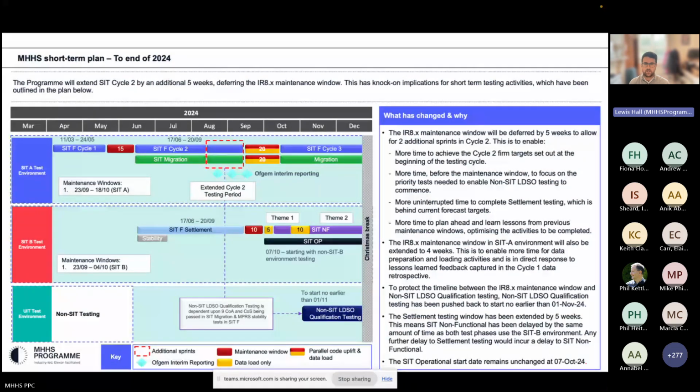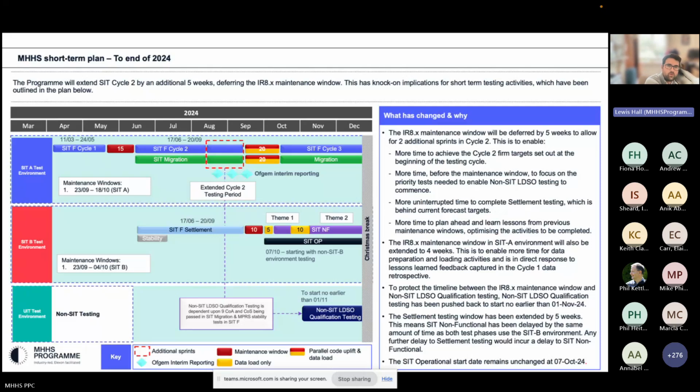It also gave us in SIT B 5 additional weeks for settlement testing that we felt like we needed, so we pushed SIT non-functional back to the other side of the maintenance window, with no change at this point to SIT operational, which was scheduled to start early in October. We shifted non-SIT LDSO qualification back as well by 1 month to say that it would start no earlier than the 1st of November.